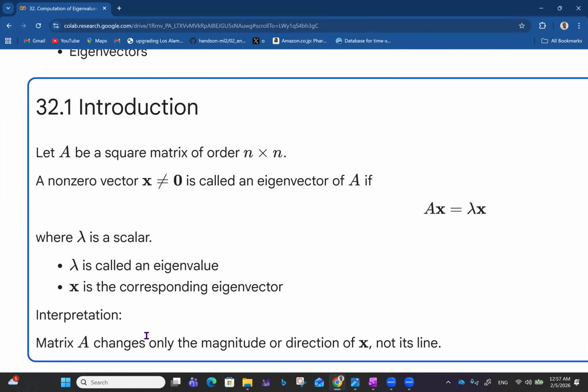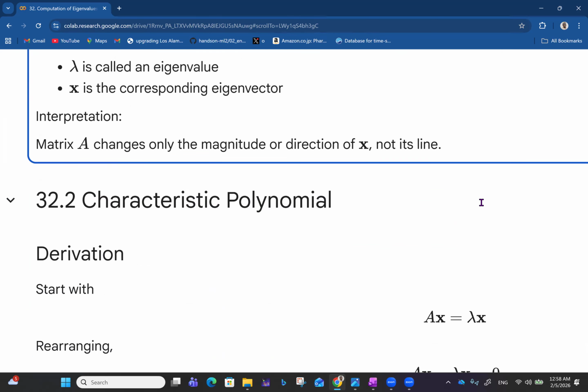The interpretation is that matrix A changes only the magnitude or direction of x, not its line. Whether lambda is positive or negative, it changes the magnitude of x. If it is positive, the direction remains the same. If it is negative, the direction is changed. But the line remains fixed. That's why you have x on both sides.